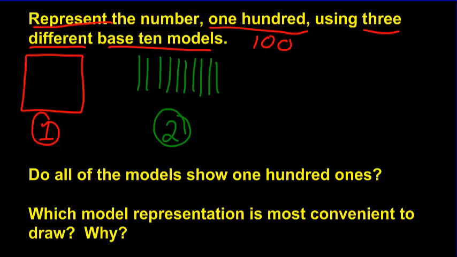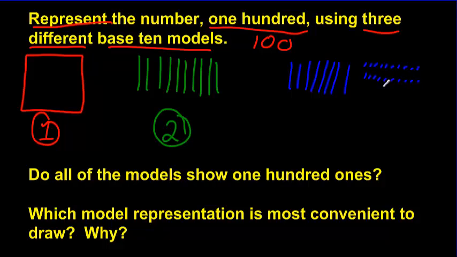So I'm going to draw 8 rods. That makes 80. I'm going to draw 21s. 1, 2, 3, 4, 5, 6, 7, 8, 9, 10. Stop and go to the next row. 1, 2, 3, 4, 5, 6, 7, 8, 9, 10. There we go. Here's a third way of doing it.